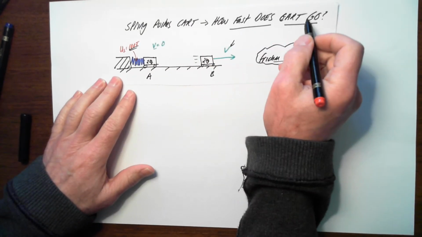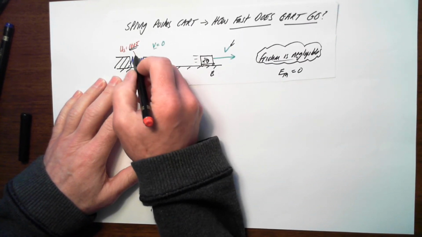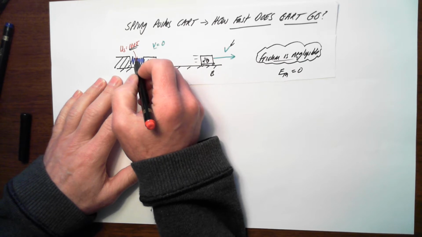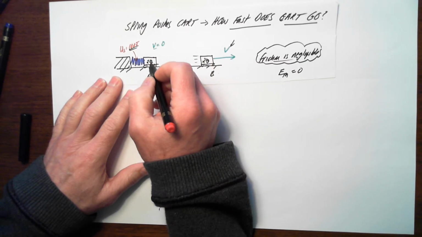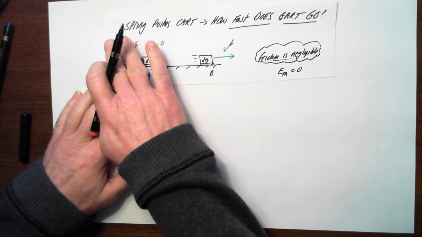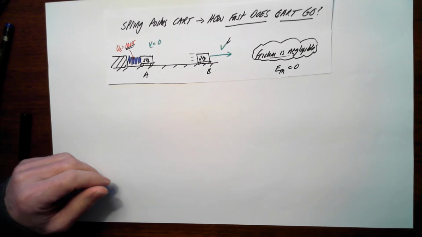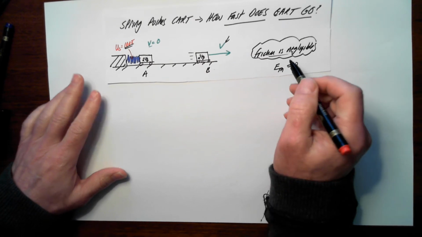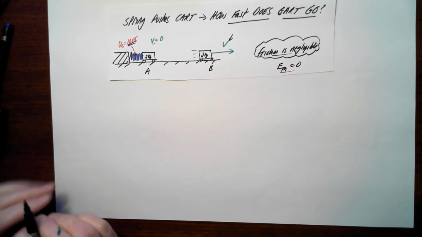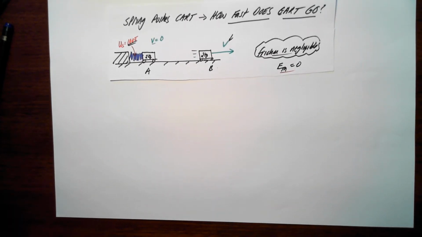We want to know how fast the cart goes. Everything's the same. There's 100 joules of elastic potential energy in the spring. The cart has a mass of 2 kilograms. It's initially not moving. The spring pushes it, and then I want to know how fast the cart goes after it leaves the spring. Friction is negligible. We don't have to worry about any kind of thermal energy.